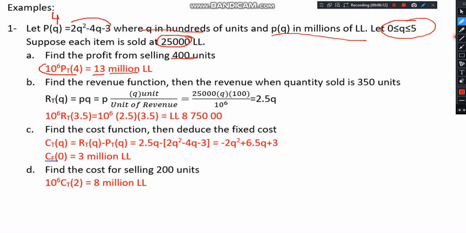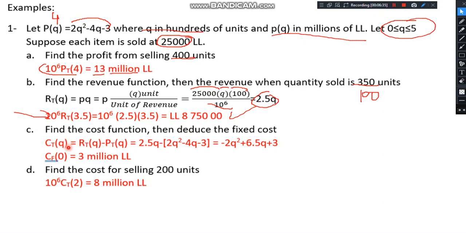Find the revenue function. The revenue, as we said, is the price times Q. Since the unit of Q is in hundreds and the result in millions, it will be 2.5 Q. And for 350 units, it's million R of 3.5, since 350 divided by 100 is 3.5, and you get this answer.